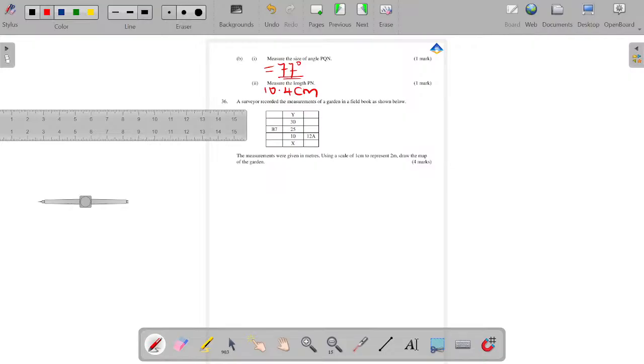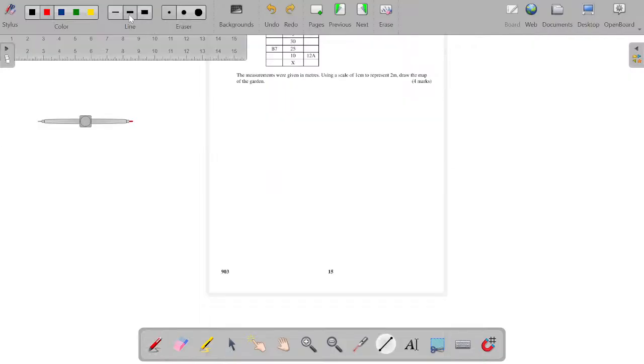You are supposed to draw the map of the garden. How do you draw the map of the garden, learners? It's very simple. Can have this as a horizontal line, like that. Then at the beginning here, this will be my point X.